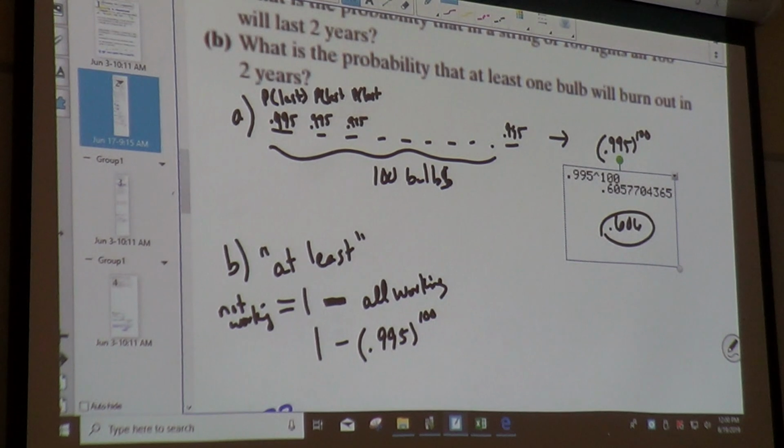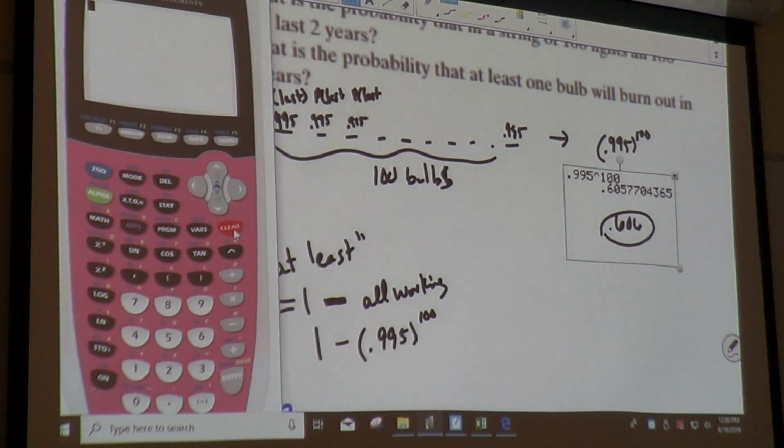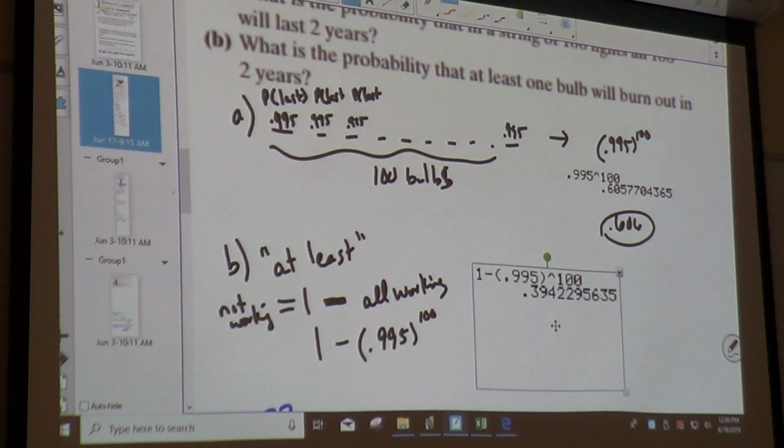Oh, this makes sense. I saw your light bulb just come on. So I'm going to do 1 minus 0.995 to the... everybody else is going, I wish my damn light bulb would come on. I'm in that one that's not working.